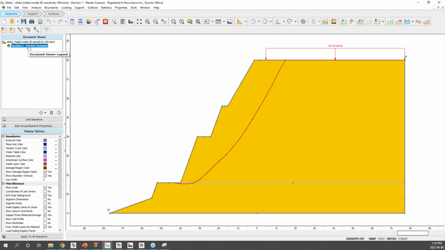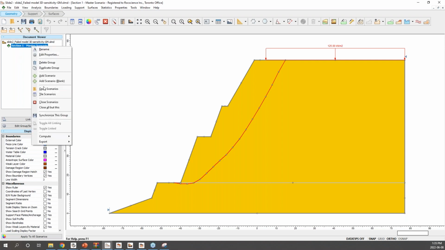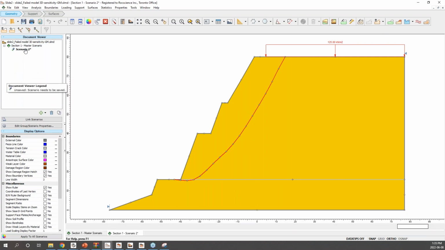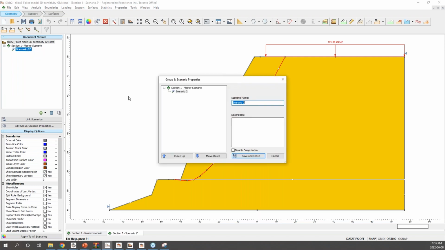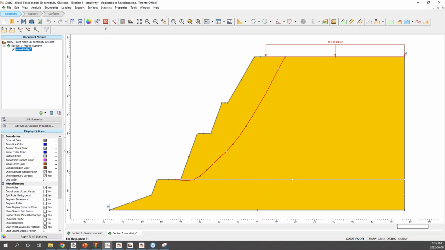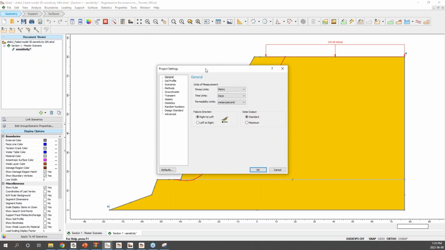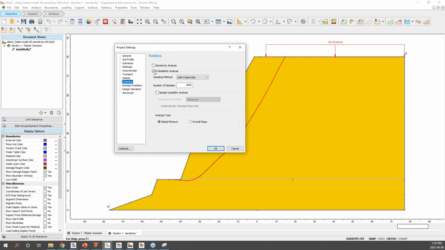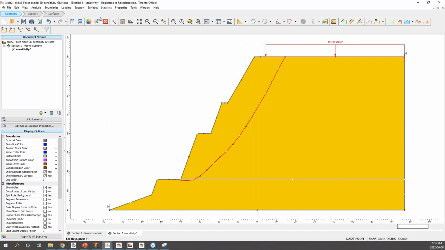Now you may be wondering what's the difference between probabilistic analysis and sensitivity analysis in Slide2 specifically. So I will just show that with a quick example. So I'm adding a scenario, calling it sensitivity. And in this scenario, I'll go to project settings, statistics, turn off probabilistic, and turn on sensitivity. Notice that all these options are gone. And that's because sensitivity uses just a default 50 samples and global minimum, which I will demonstrate.